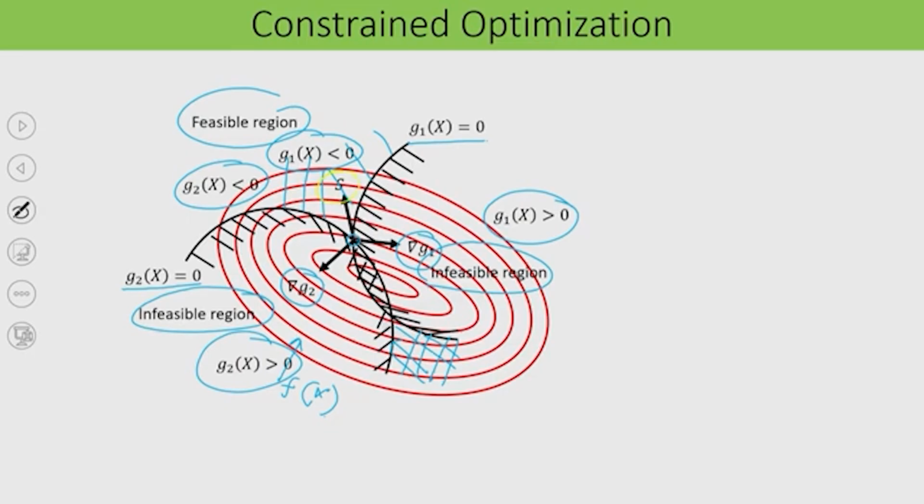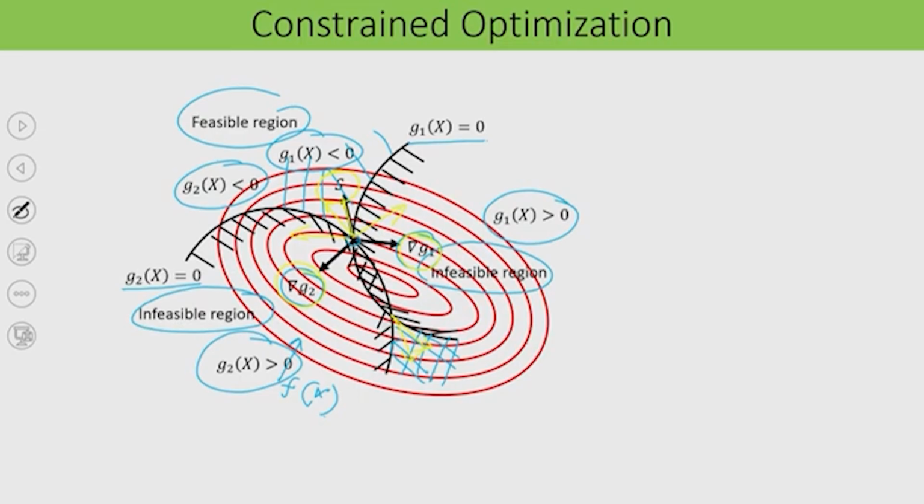Now the S direction is a feasible direction. If you go along the del g 1 direction, that is not a feasible direction, you are going towards the infeasible region. Similarly, if you go along the del g 2 direction, that is also not feasible. Any direction along this one or this one is infeasible, you are going towards the infeasible region. But maybe I can go this way or that way, or if you are here, I can go this way or this way. In that case you are going towards the feasible region.